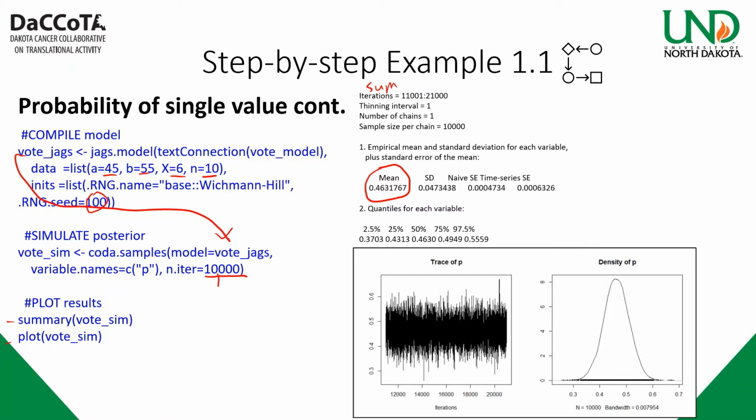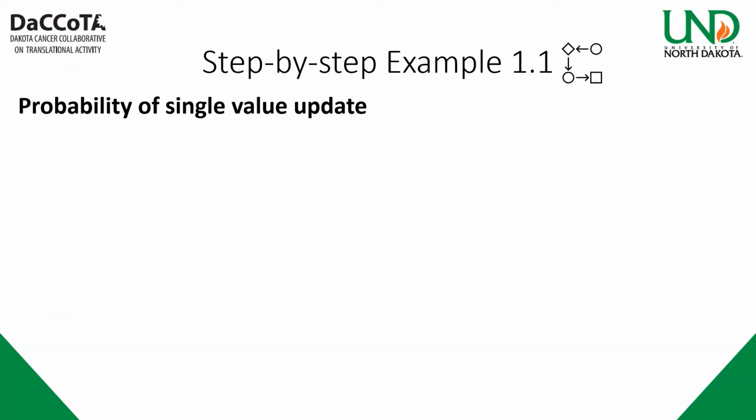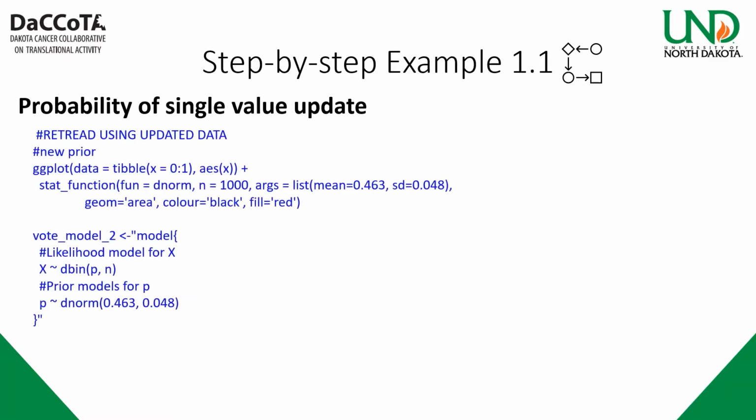And so what we saw here is we had our prior, a pretty strong prior, and a relatively weak data. So the prior was the stronger determinant of our posterior. So what if we want to update this? Maybe we should use updated data.